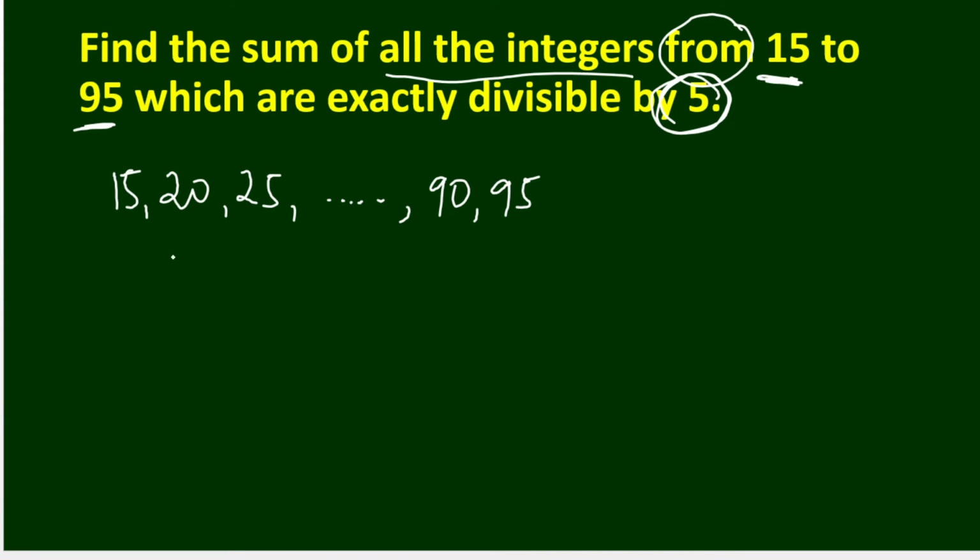So again, our formula: S sub n is equal to n over 2 times a sub 1 plus a sub n.